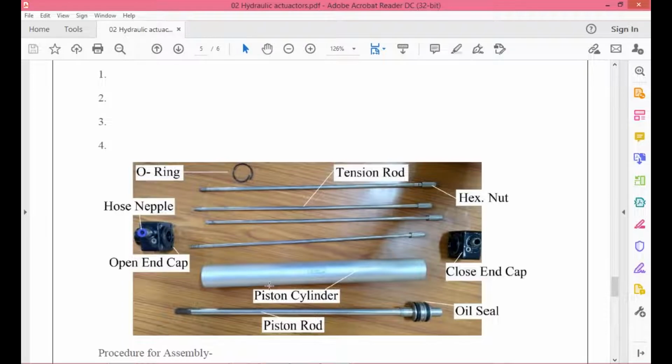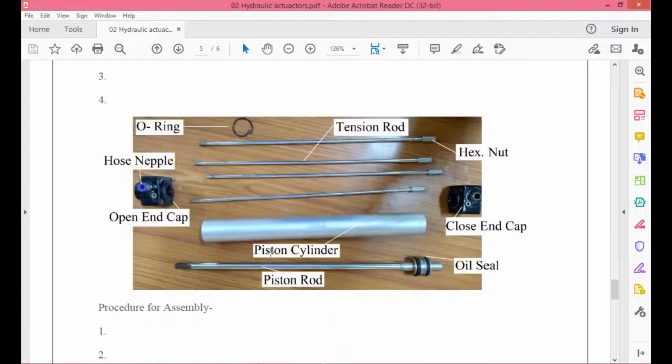Then these are the details of the components. How many components are present? The tension rod is present 4, hexagonal nut is present 4 at one side. Then the hose nipple is there, open end cap is there, closed end cap is there, 2 oil seals are present, and piston rod is present.